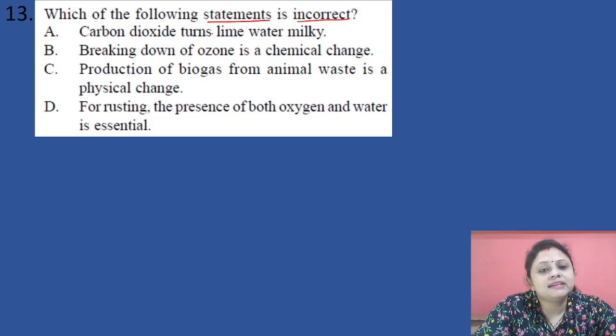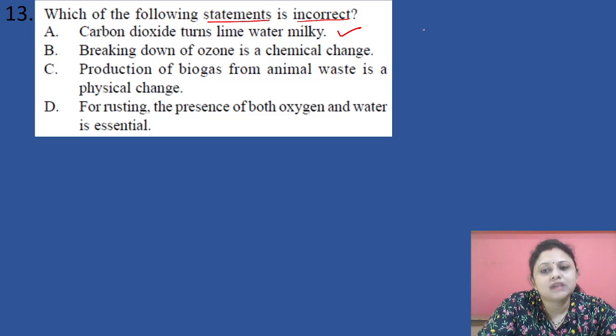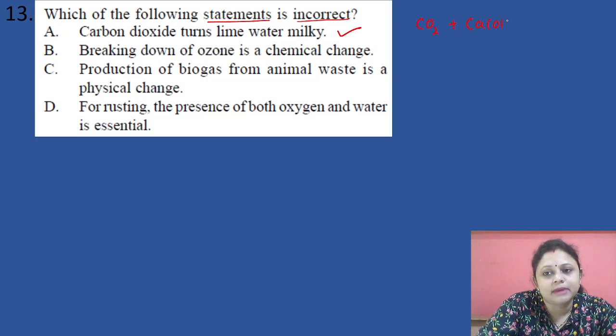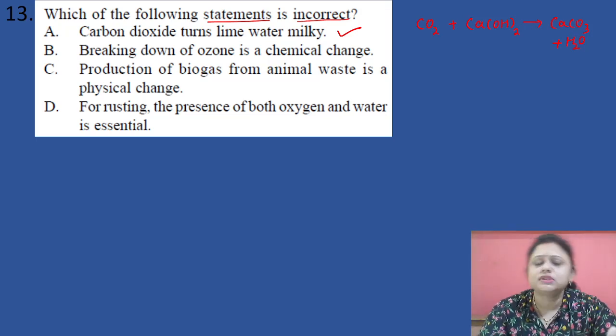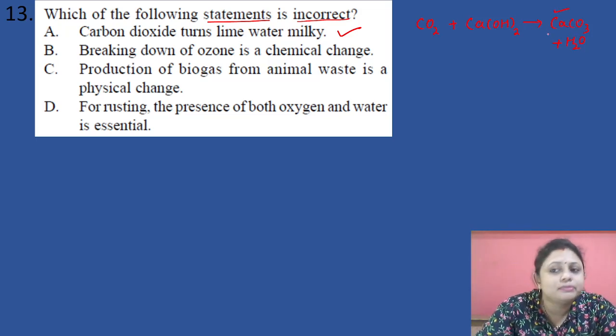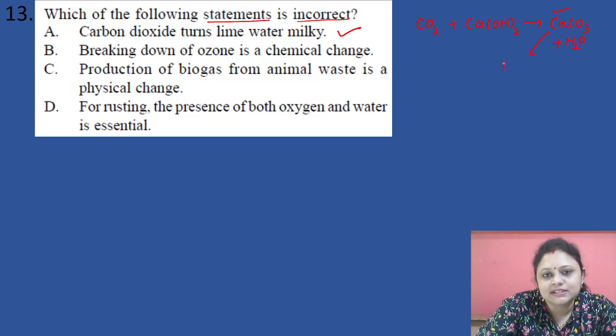So, carbon dioxide turns lime water milky. Yes, this one is correct because carbon dioxide, that is CO2, when it reacts with lime water, that is calcium hydroxide, Ca(OH)2, it gives rise to CaCO3, calcium carbonate, and water. Okay, so it is an unbalanced equation. Let us focus on the product only. So calcium carbonate is formed. This calcium carbonate causes the milkiness.